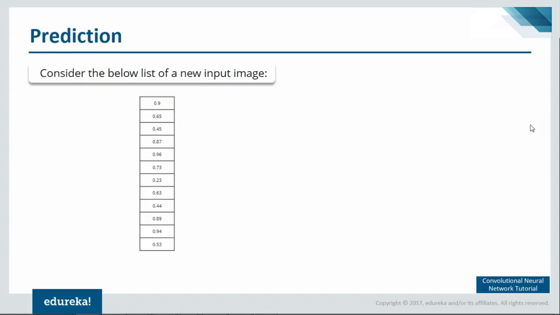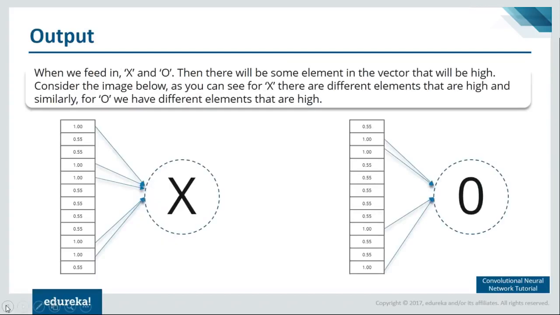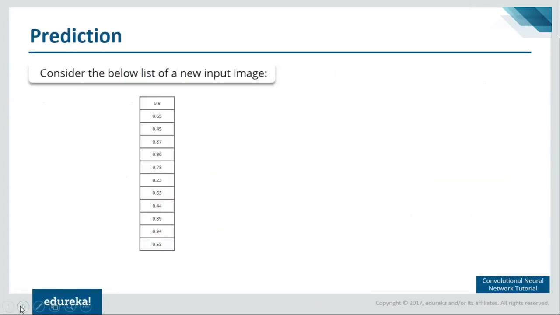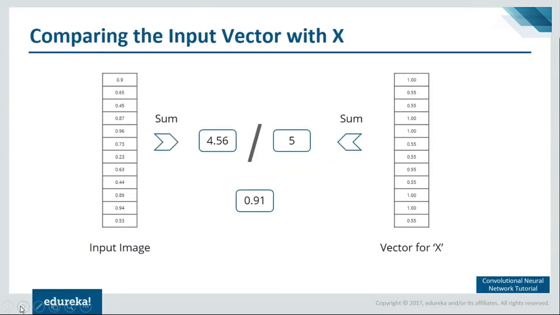Now how do we classify whether it is an X or O? What we do is compare this with a list of X and O. We have got the list in the previous slide. If you notice, we have got 2 different lists for X and O. We are going to compare this new input image list with that of X and O. First, let us compare that with X.